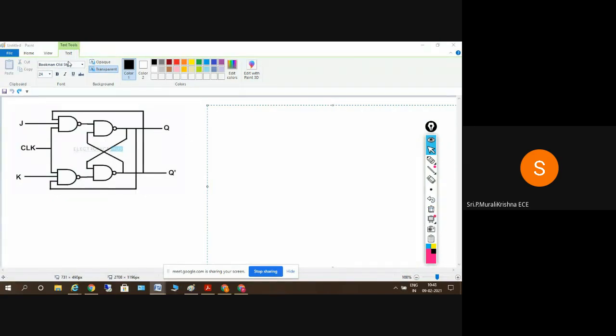So wait a minute. Yeah, the simplified format will remove all these Qn values. This truth table you have to remember. Okay, sir. This truth table you have to remember here.